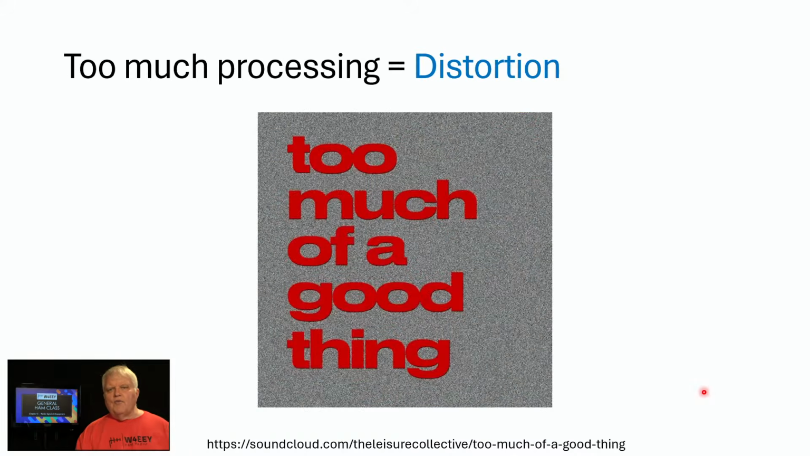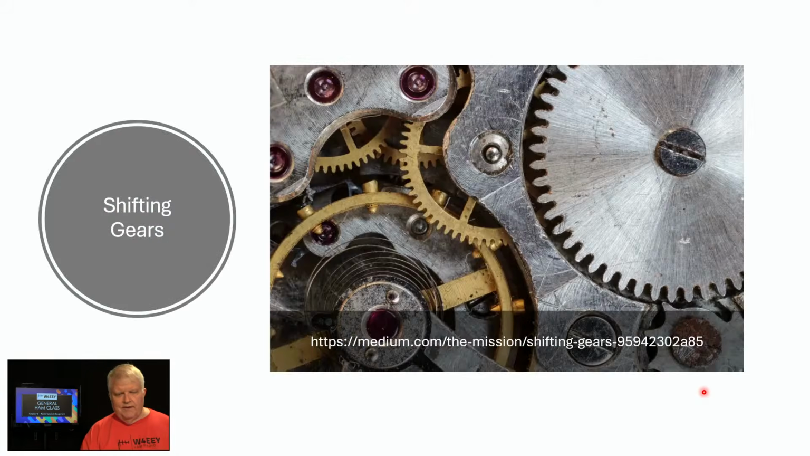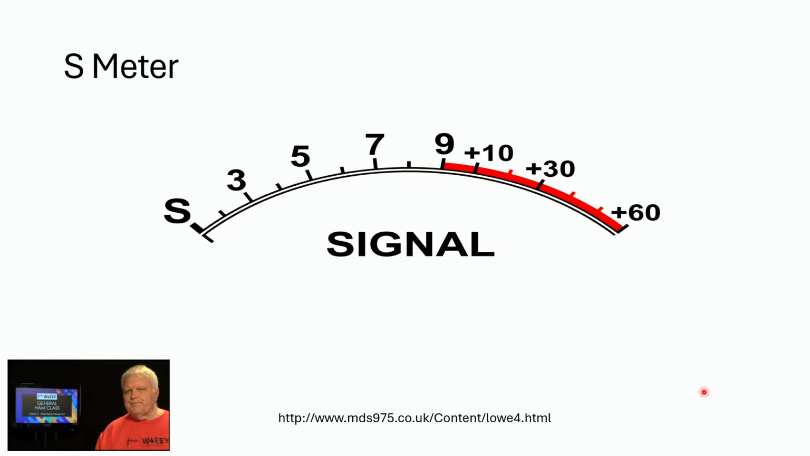Again though, with too much processing, it gives distortion. So always be aware that if you start turning all of these things on all of the time, it's not going to work well. So for noise blanking, you don't want that on all the time. All right, let's move along here, still with the receivers.